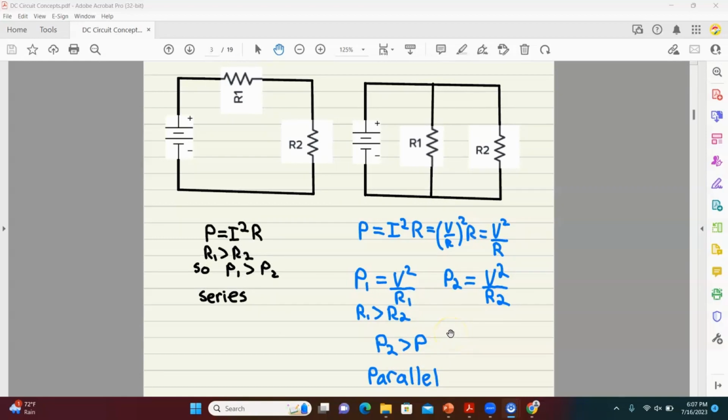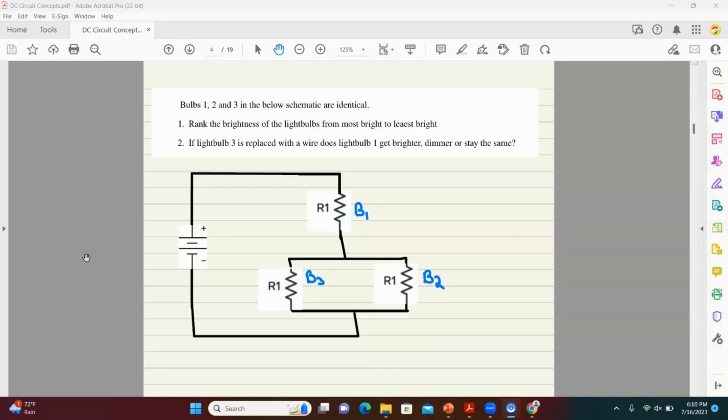So what is the takeaway concept? The takeaway concept is when resistor 1 is larger than resistor 2 in a series circuit, more power is dissipated in resistor 1 than resistor 2. If resistor 1 is larger than resistor 2 in a parallel circuit combination, then more power is dissipated in resistor 2 than resistor 1. And one reason for this is because more current will flow through resistor 2 than will flow through resistor 1. Here's the second conceptual problem I'm going to discuss.